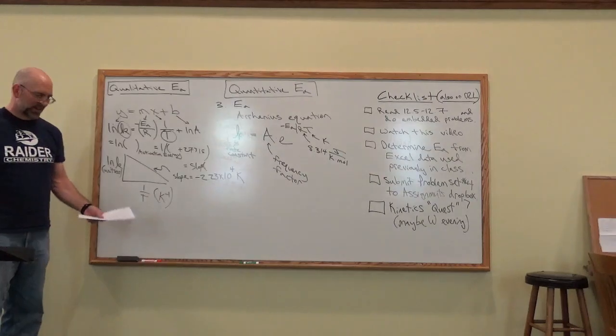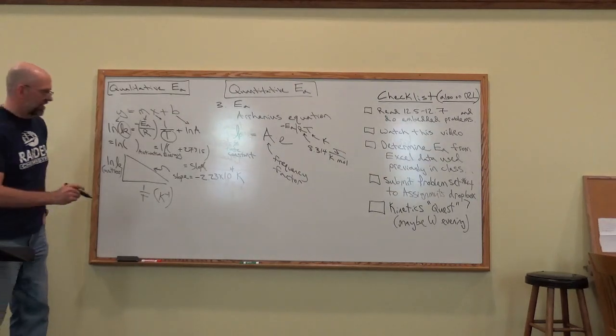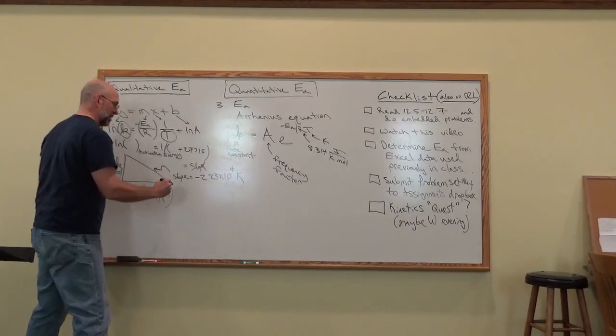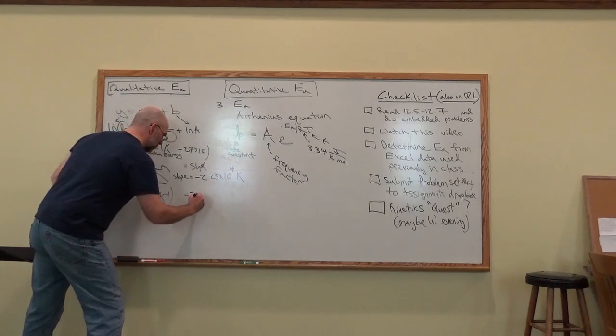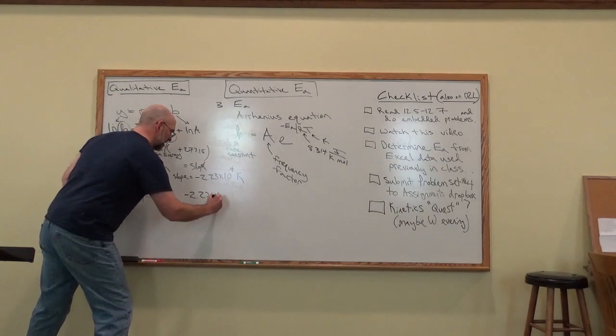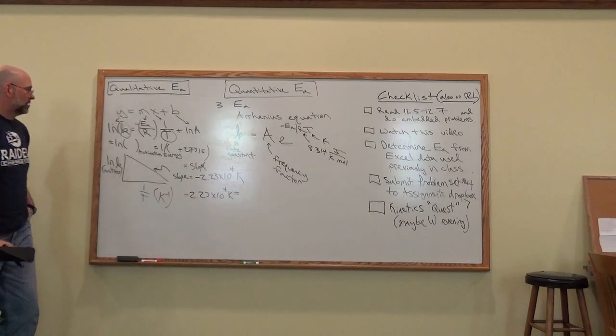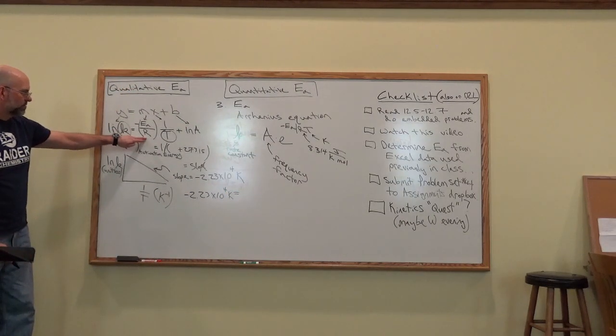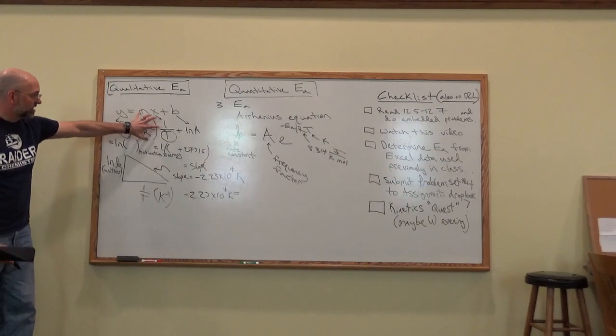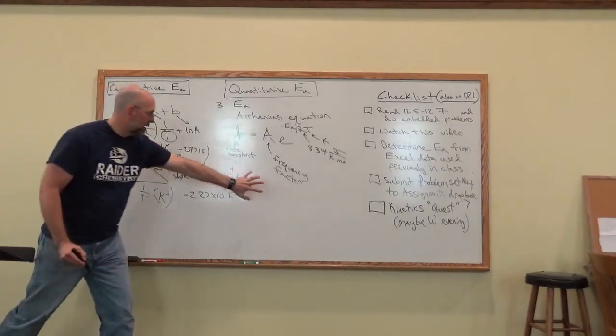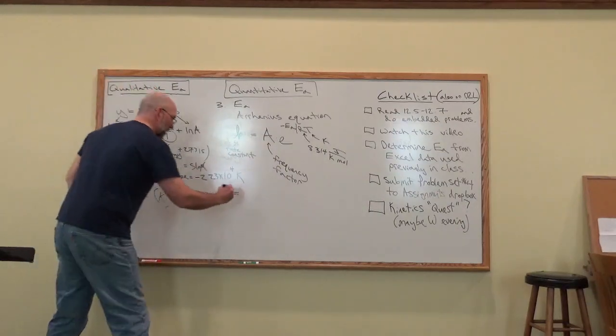Okay, well, so what? What does that mean? Well, what that means is that the slope, negative 2.23 times 10 to the 4th Kelvin, equals that, because that's the slope right there. So we just take this piece and equate it right here.